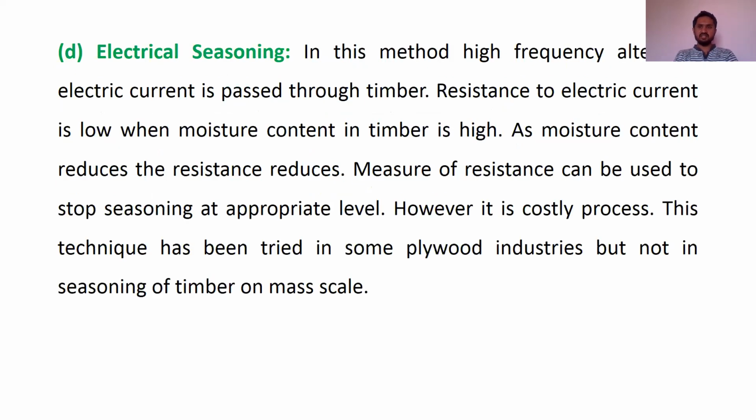Next, electrical seasoning. In this method, high frequency alternate electric current is passed through timber. Resistance to electric current is low when moisture content in timber is high. As moisture content reduces, the resistance increases. Measure of resistance can be used to stop seasoning at appropriate level. However, it is a costly process. The technique has been tried in some plywood industries, but not in the seasoning of timber on mass scale.